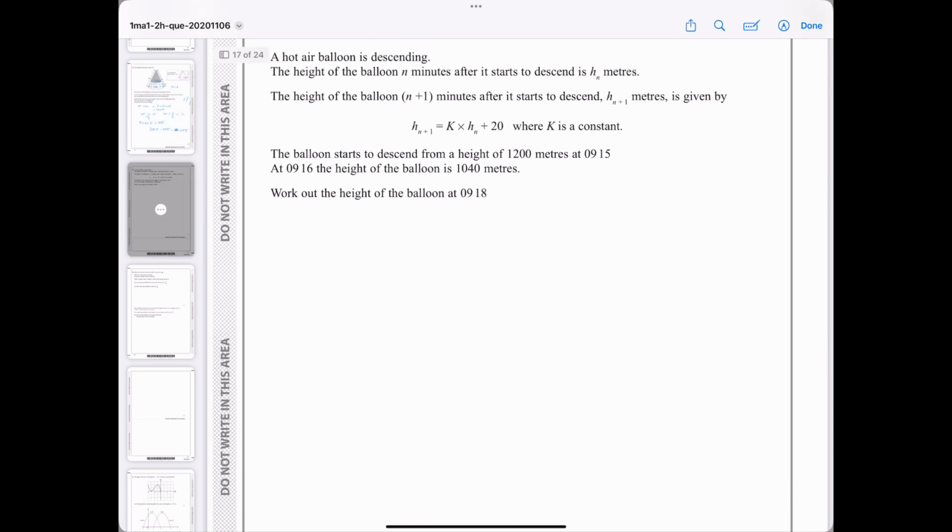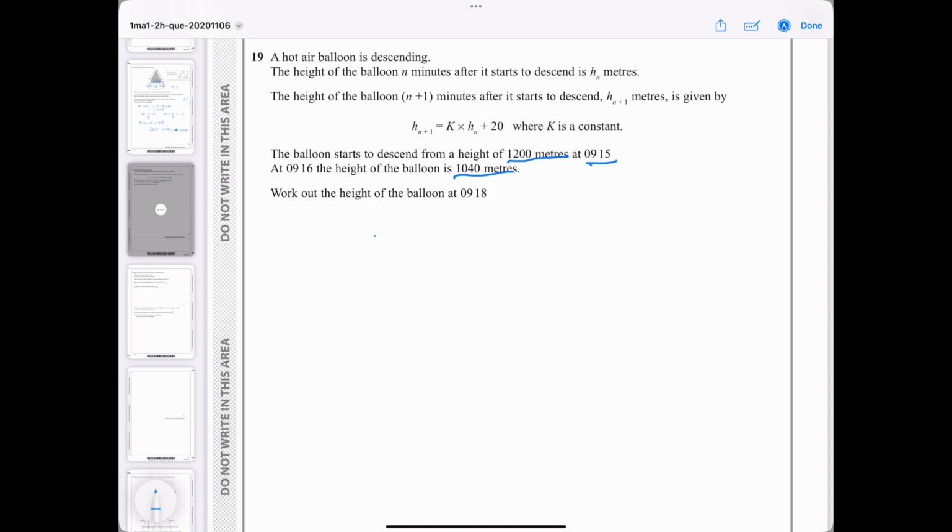The hot air balloon is descending. The height of the balloon n minutes after it starts to descend is h n meters. The height of the balloon n+1 minutes after it started to descend is given by this. k is a constant. The balloon starts to descend from a height of 1200 meters at 9:15. At 9:16 it's at 1040. Work out the height of the balloon at 9:18.